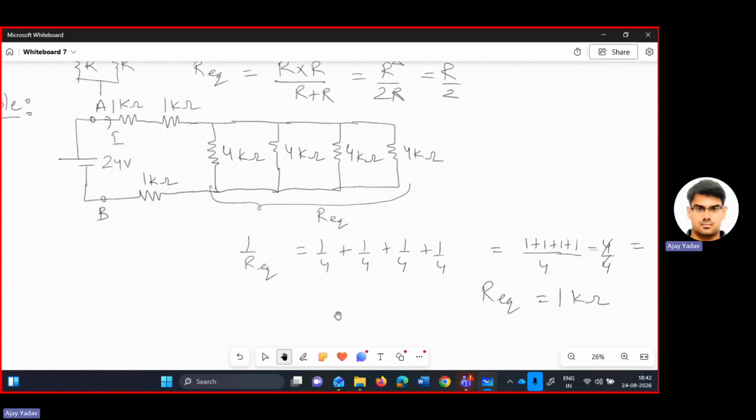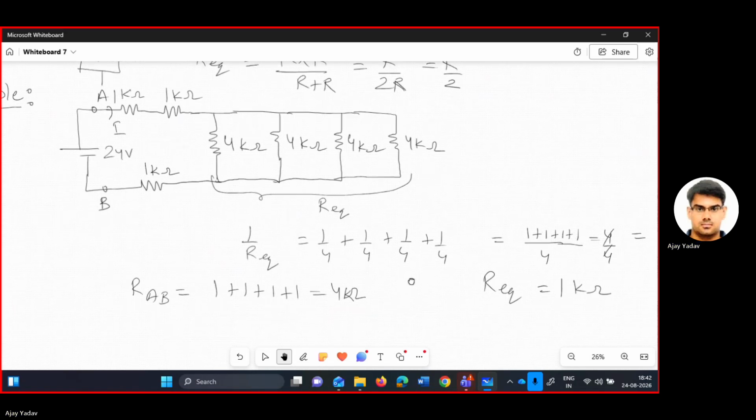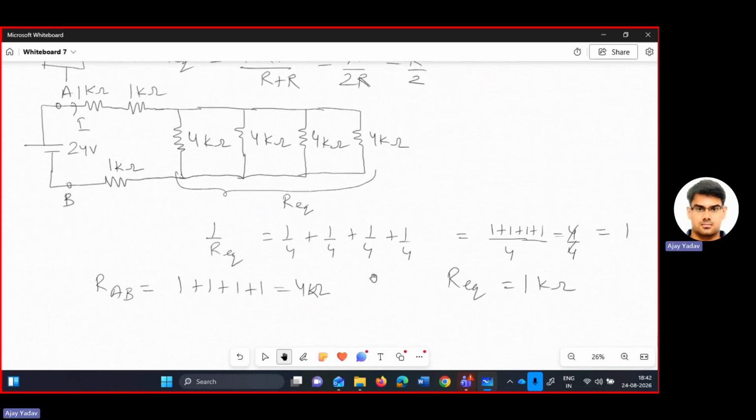Now we have calculated this part. So your RAB will be 1 kilo ohm plus 1 kilo ohm plus 1 kilo ohm plus 1 kilo ohm. This will be 4 kilo ohm. Now, if I write the equivalent circuit of this, then you have a 24-volt source, I is the current in this circuit, this is A terminal, this is B terminal, and you have a resistance of 4 kilo ohm.